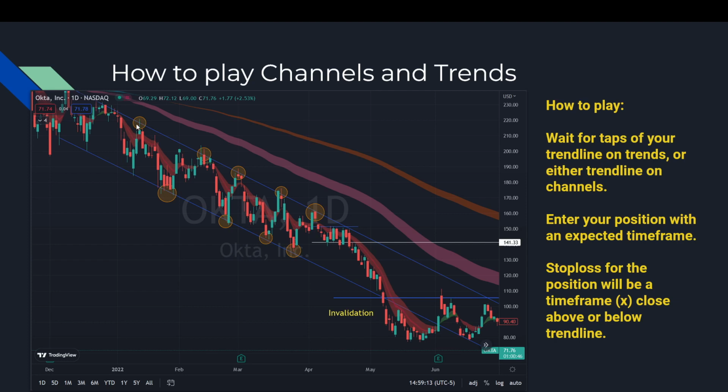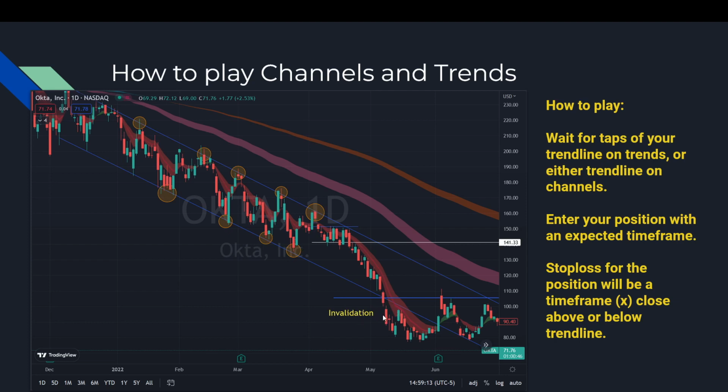So every circle you see on here was an area that you could have played. So you could have entered puts up here for a push down to the bottom trend line, up to the top again, back and forth. So you're kind of ping-ponging between the trend lines and the channel.